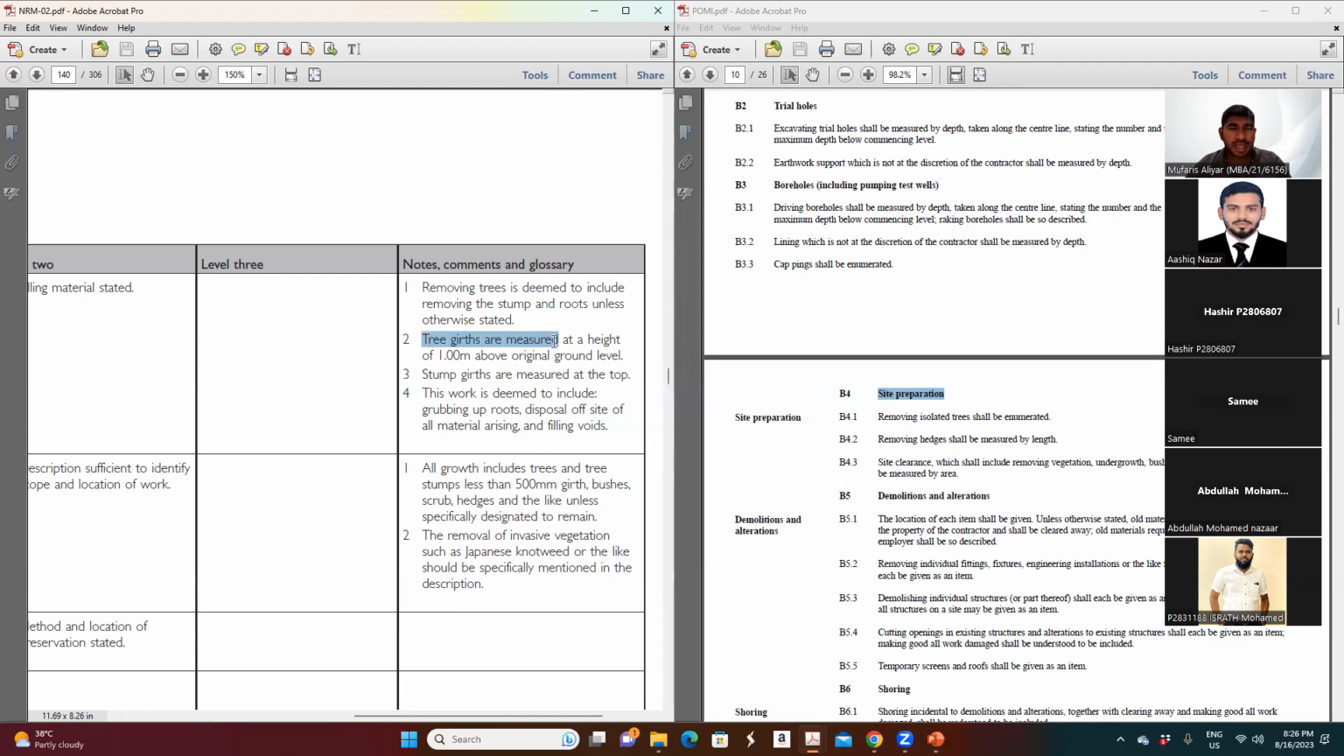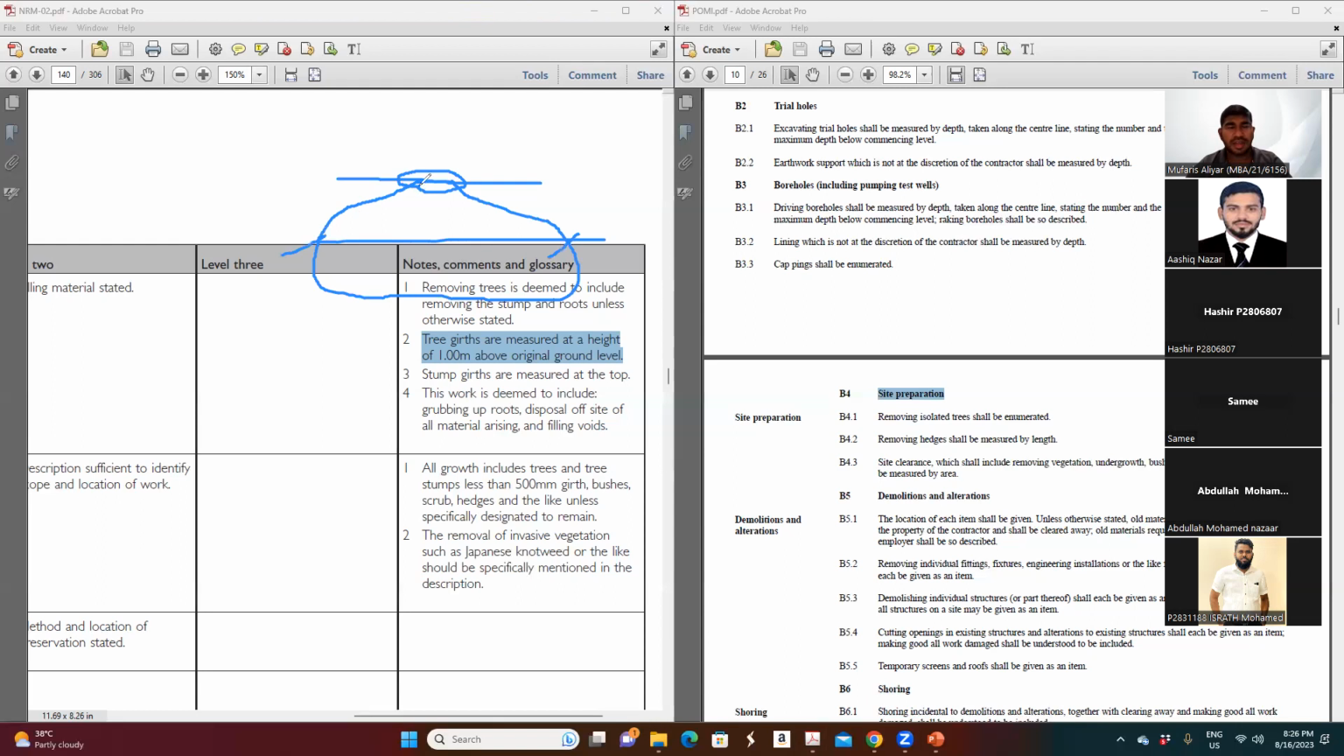So tree girths are measured, and height. Tree girths are measured at a height of 1 meter above original ground level. This is one description. Stump girths are measured at the top, which means you have land here and your stumps are like this. They are telling that the girth of the stump is what you see at ground level, not here, because nobody can see it here.